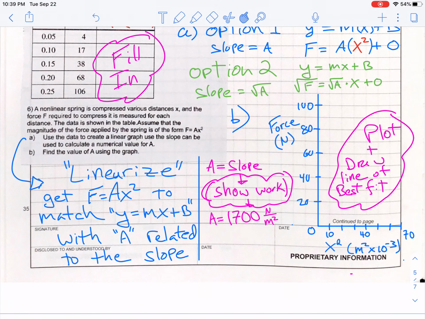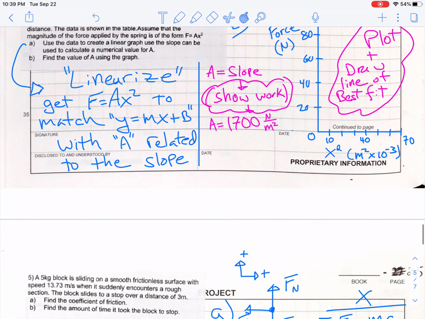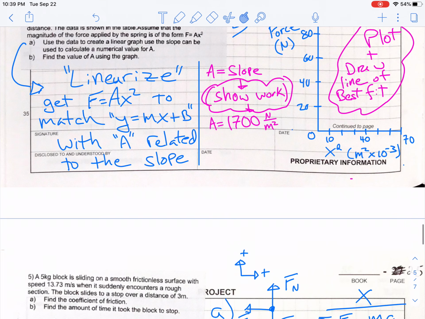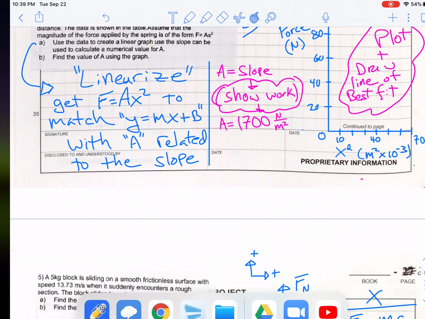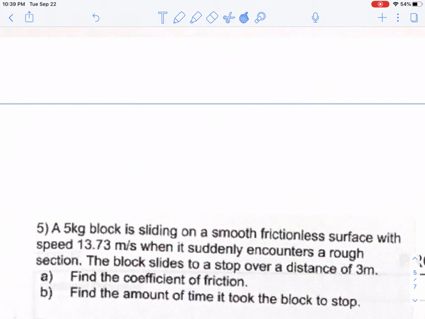We've got one more example we're going to look at on the next page. We've got a 5 kilogram block sliding on a smooth frictionless surface. I've given you the speed, and it encounters a rough section and slides to a stop over a distance of 3 meters.